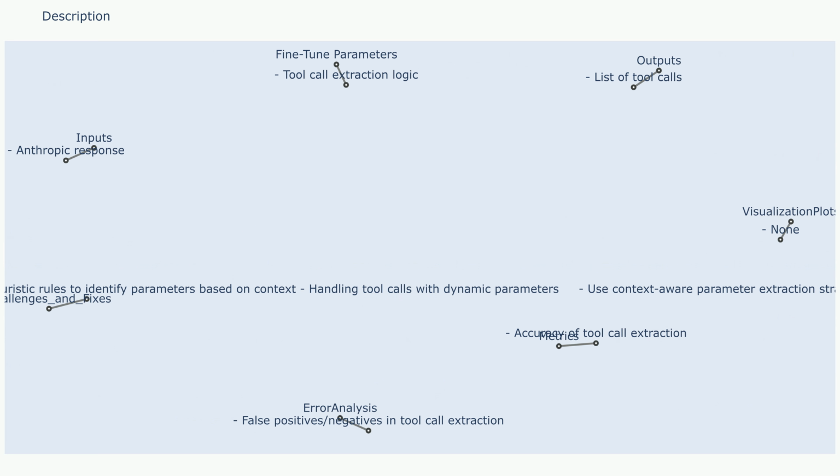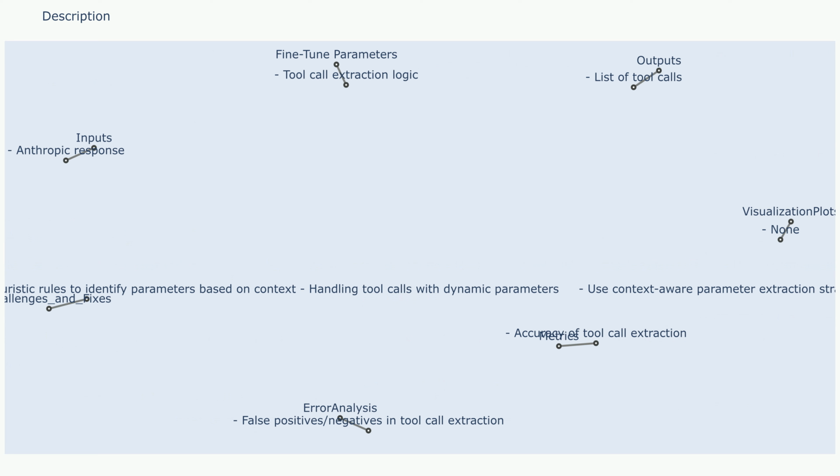Fine-tune parameters. Pattern library. This parameter allows users to customize the patterns used for tool call extraction. Users can add or modify patterns to improve the parser's accuracy for specific tools or tool usage patterns. Argument parsing strategies. Users can fine-tune the argument extraction strategies, such as using different regular expression patterns or implementing custom logic for specific argument types.